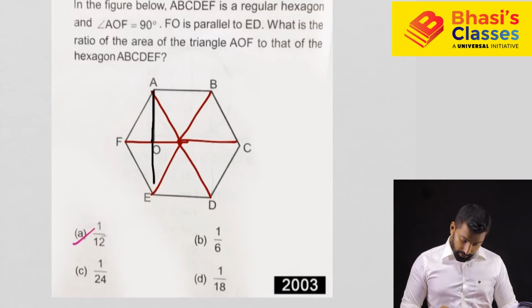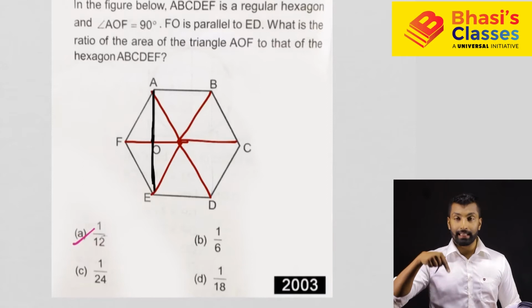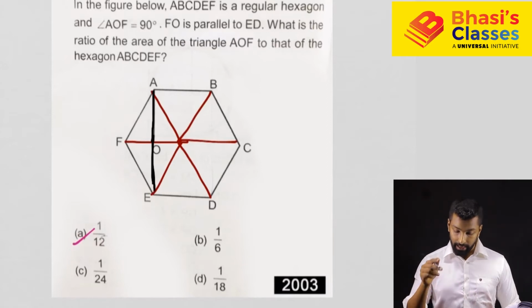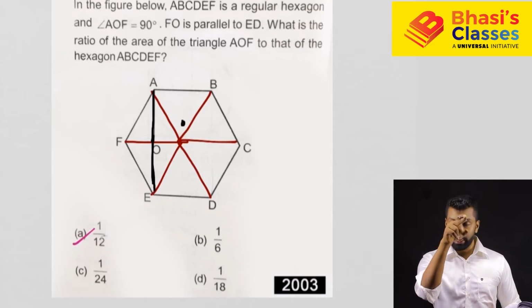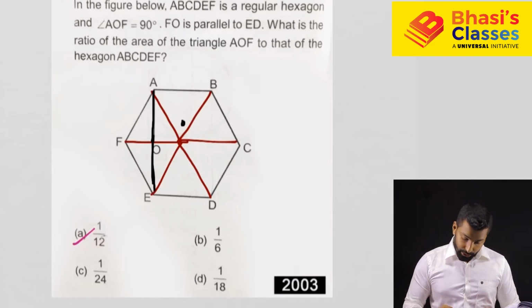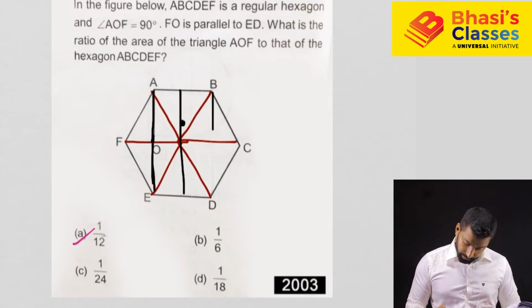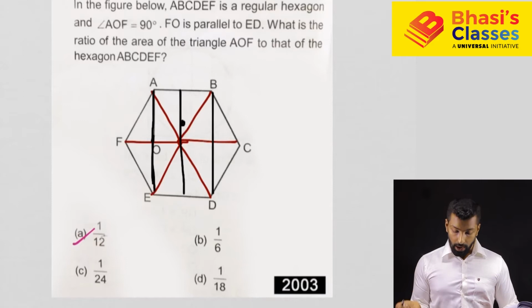Now if you drop this, it will come like this. That's actually a diagonal of this quadrilateral. If you mark this as AOEF, that is a quadrilateral divided by the diagonal. So you can make divisions like this now. Okay, now this is crystal clear.